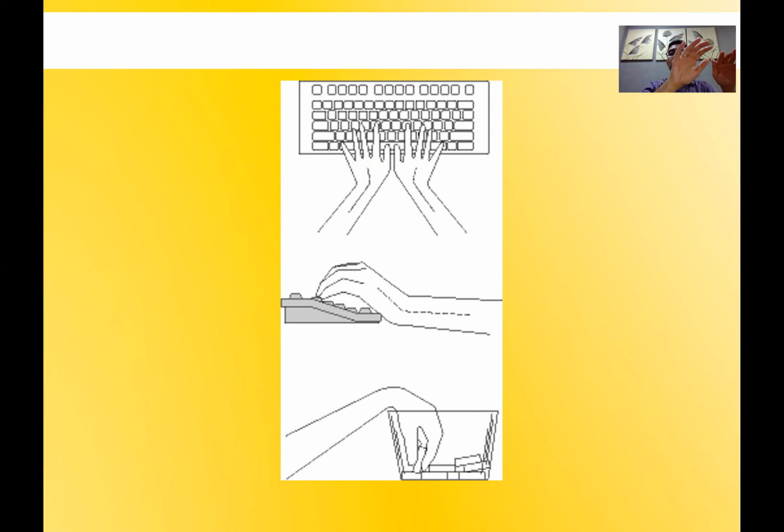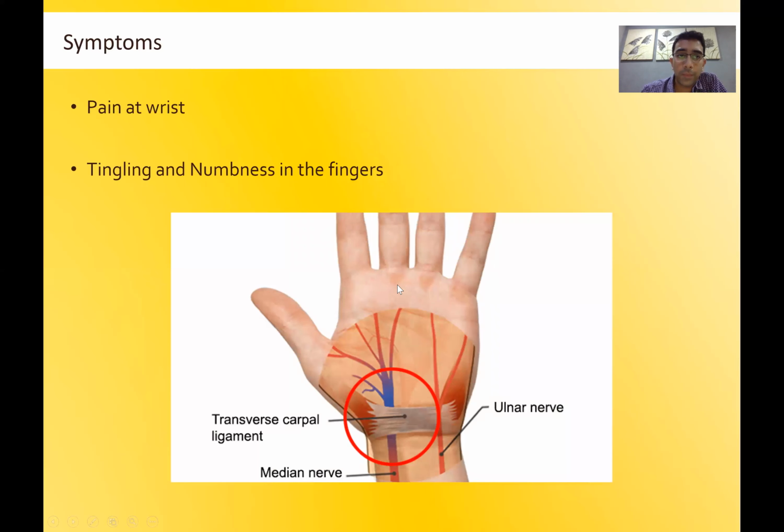Instead of having it straight, you're angulating it outwards, and also you're not having the keyboard at the right height, and then you're having to bend more at the elbow and the wrist joint. This will cause a lot of strain on the wrist joint. So what are the symptoms? You may have pain at the wrist joint itself, and you'll have tingling and numbness in the fingers.